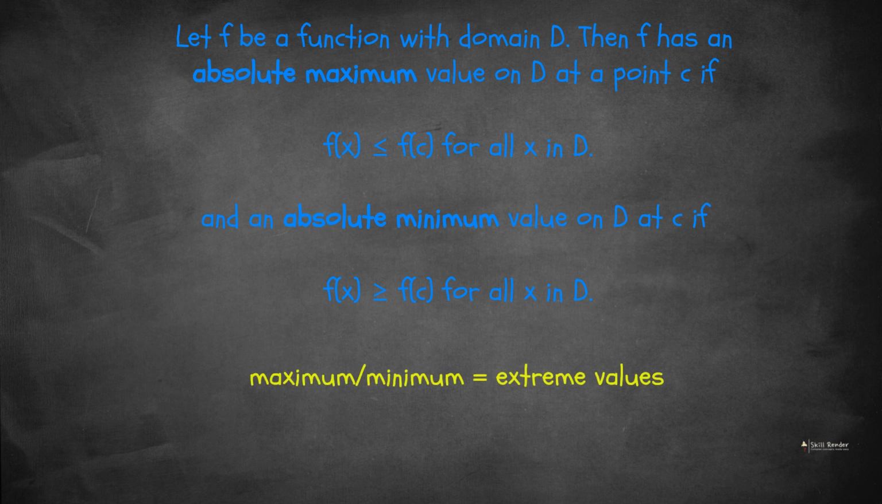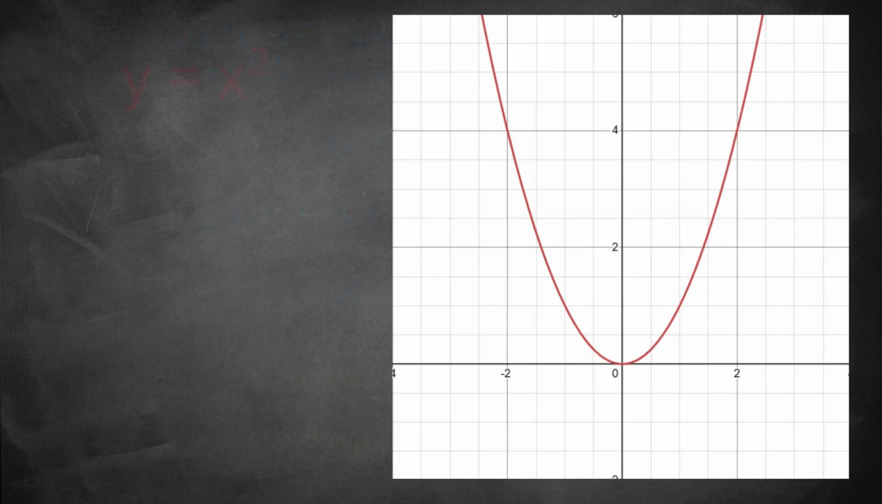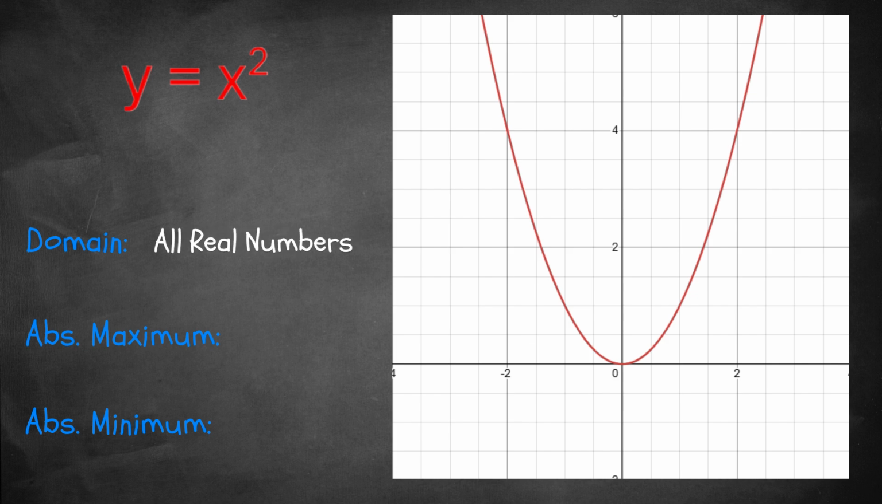In this lesson, maximum and minimum values are also referred to as extreme values. It is important to define our domain D when we refer to functions. Here's why. In the function rule y equals x squared, the absolute minimum and maximum values vary depending on the defined domain. If we look at the natural domain of the function, negative infinity to infinity, there will be no absolute maximum and the absolute minimum is 0 at x equals 0.